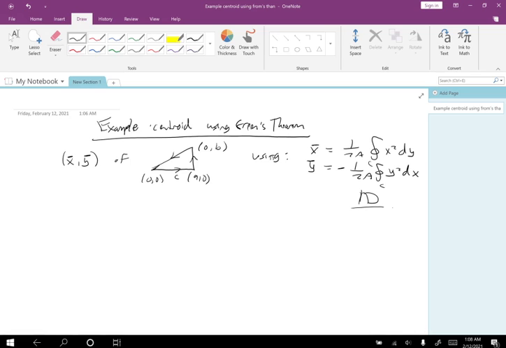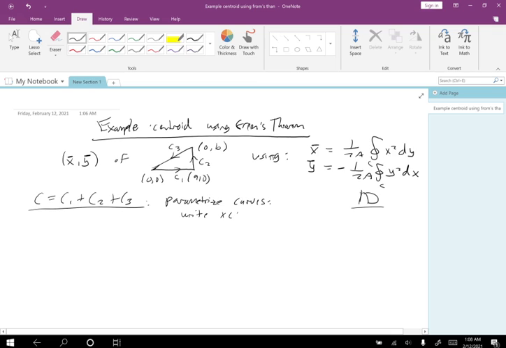The first thing you do is break up the curve into 3 curves, and then we'll do it piecewise. Now we're going to parameterize these curves, and that just means write x of t and y of t.